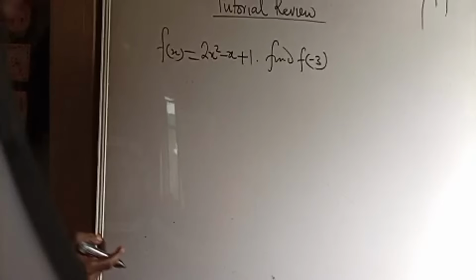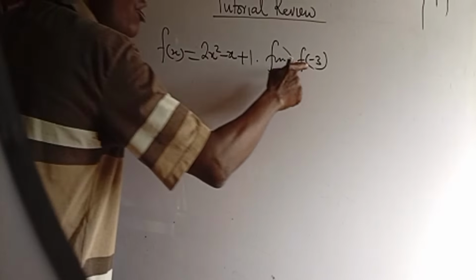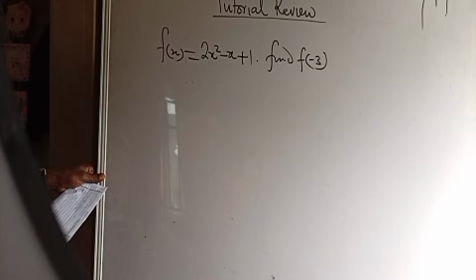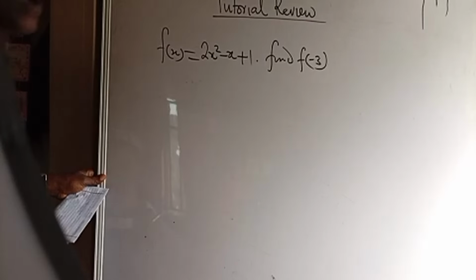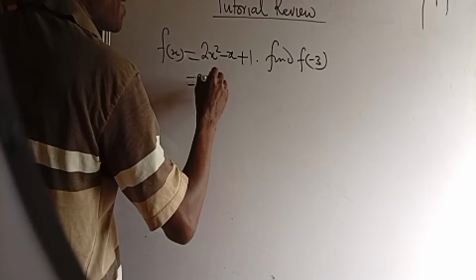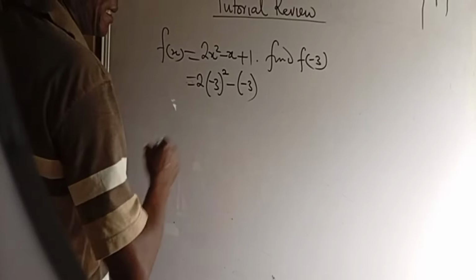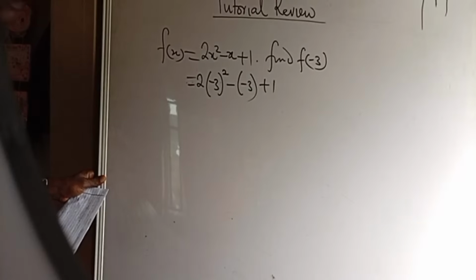This is very simple. If f of x is equal to this, what is f of minus 3? What the question is simply saying is, when x is equal to minus 3, what is the value of f of x? This is the polynomial you are given. So you are asked to find it when x is equal to minus 3. Just substitute: 2 into minus 3 squared, then minus minus 3, plus 1.